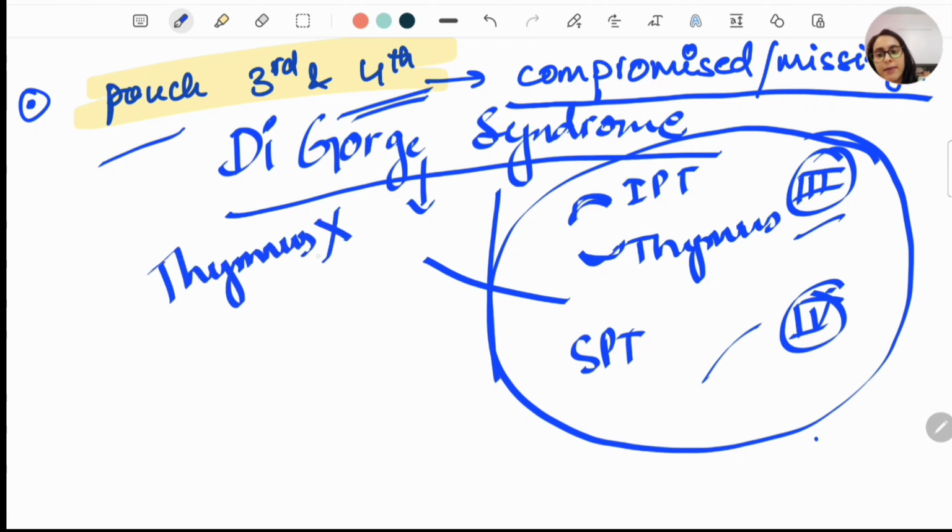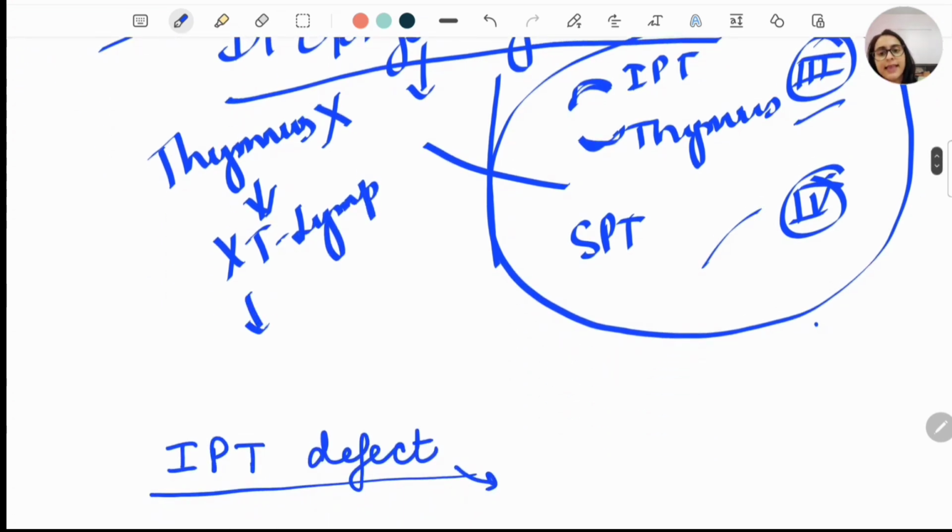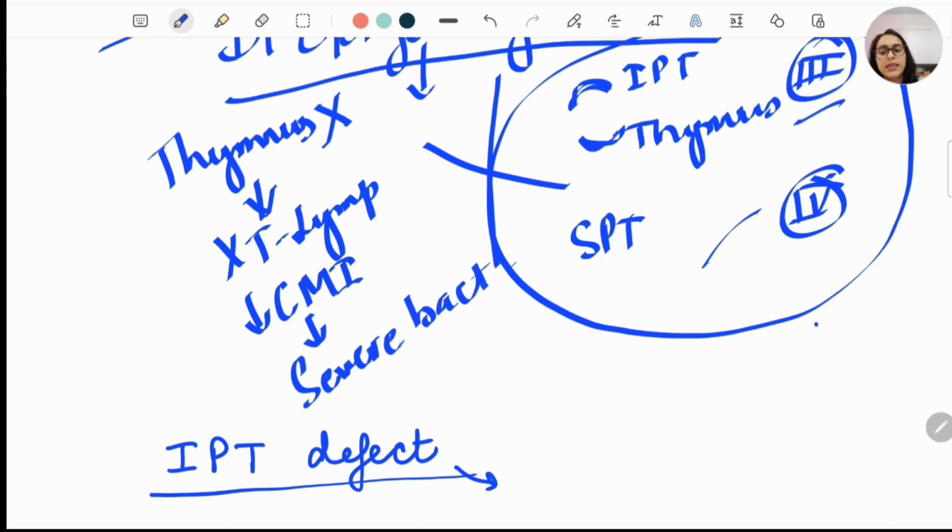If there is no thymus, which is present in the ventral surface of the third pouch, then there are no T lymphocytes. If there are no T lymphocytes, then the cell mediated immunity of the child is going to be very low. Therefore, very severe bacterial infections are seen in people with DiGeorge syndrome.